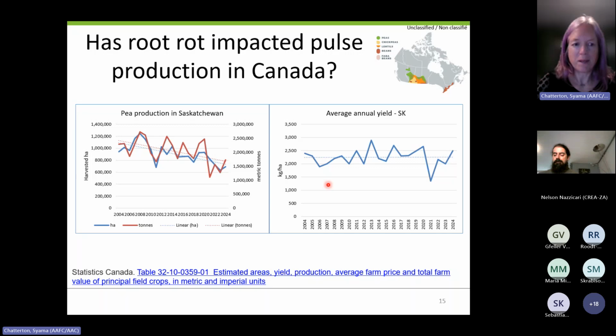Commodity prices, we know, are the biggest drivers of decisions of producers to plant a crop. And also there's been some drought in these years, and you can see 2021 was quite a drought year, and you can see how much production dropped in that year because of drought.